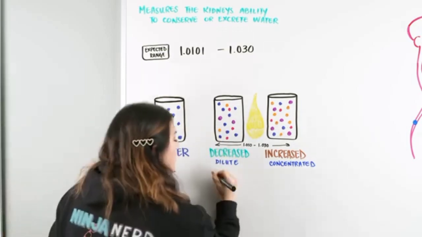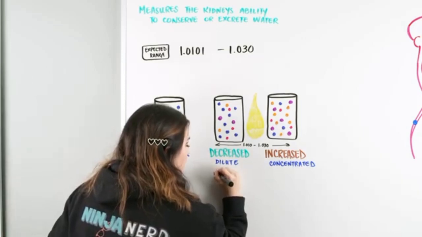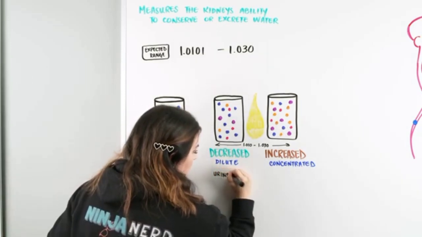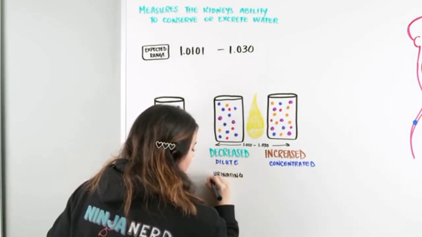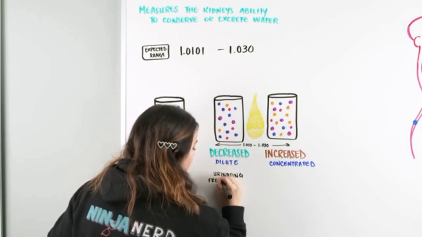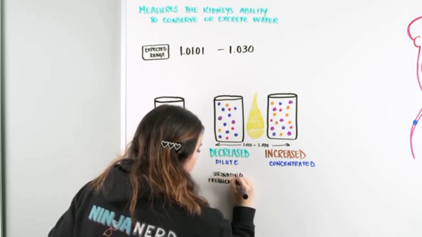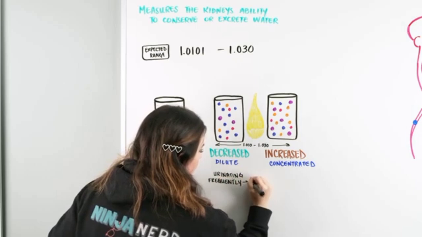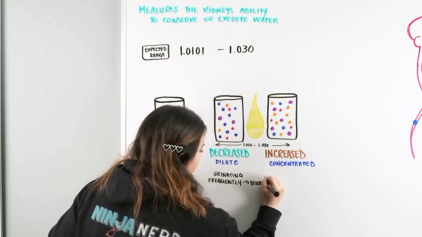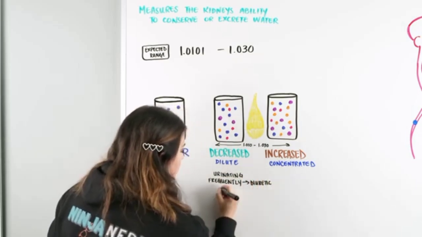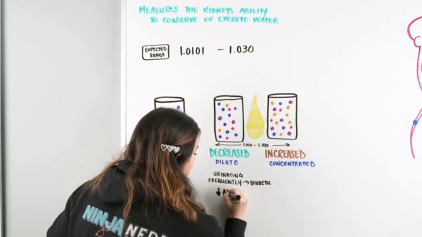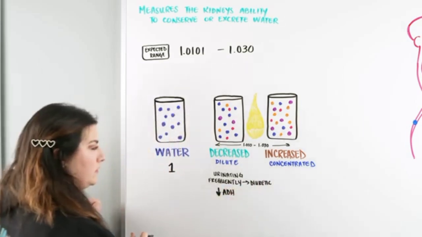Diuretics, a medication. So either they're urinating frequently, with large volumes. So this could be someone on a diuretic. It could be somebody who has a decrease in their anti-diuretic hormone, so they're just peeing more often, right?